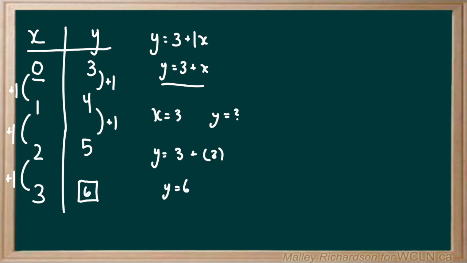We can also prove this because our y values increase by 1 each time. So when y equals 5, we're going to increase it by 1, which equals 6. So therefore, y equals 6, and it makes sense both ways you do it.